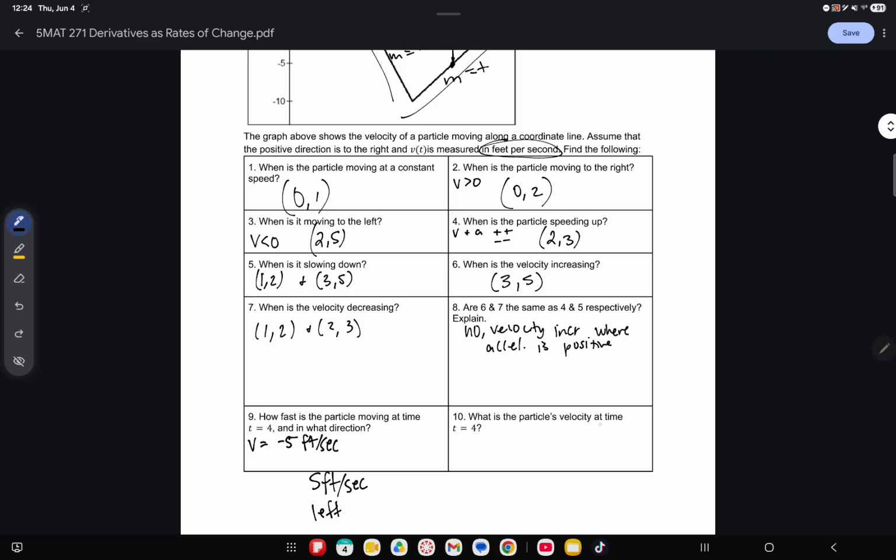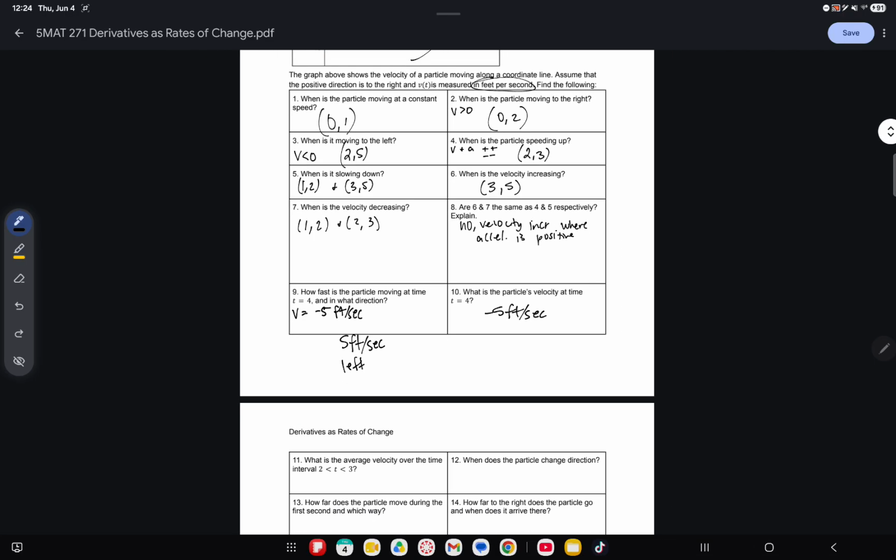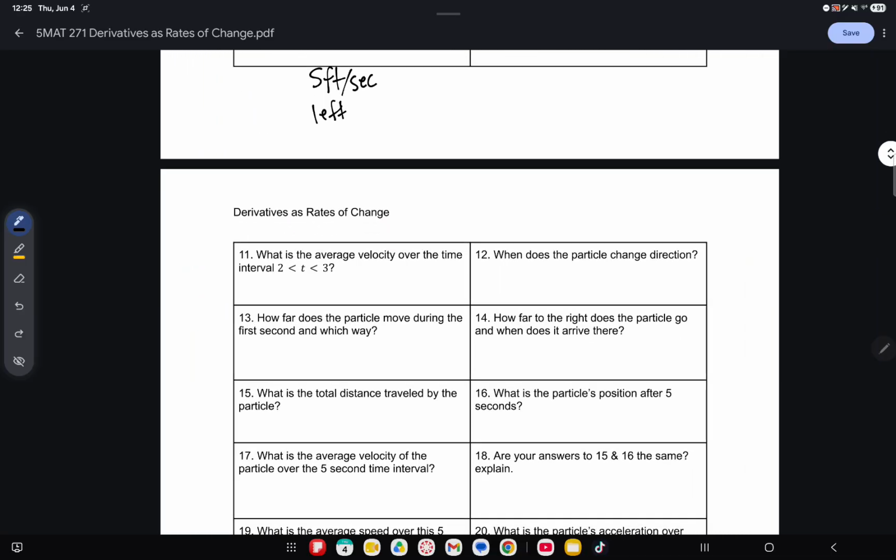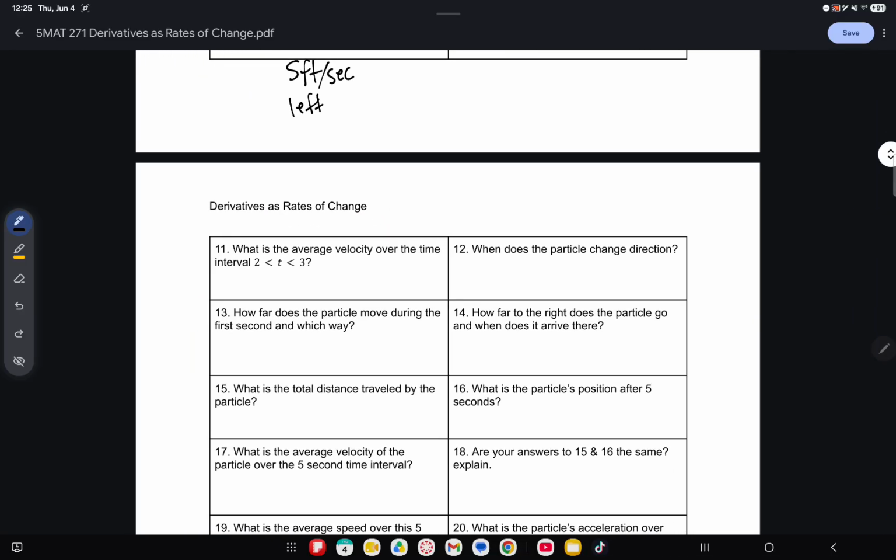What is the particle's velocity at t equals 4? Well, I just did that in number 9. It's -5 feet per second. All right, what is the average velocity over 2 to 3?